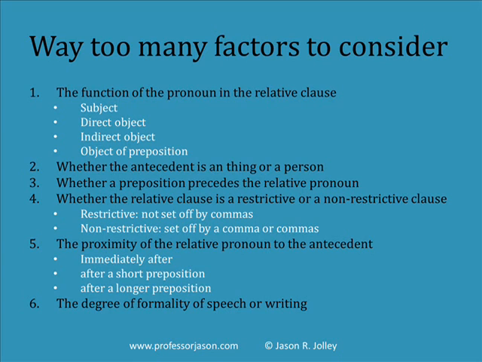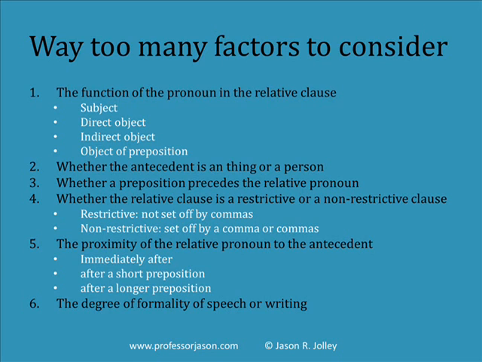Or, number two, whether, and this is key, whether the antecedent is a thing or a person. We've already seen lots of examples of both. Three, whether there's a preposition involved. Is there a preposition that precedes or introduces the relative pronoun? Is it de que, de quien, sobre los cuales, etc. Four, whether the relative clause is a restrictive or a non-restrictive relative clause. And just remember, restrictive relative clauses, you're going to have the relative pronoun, but there won't be any comma. Whereas with non-restrictive clauses, we're talking about those clauses that add supplemental complementary information and are usually set off by commas or a comma.